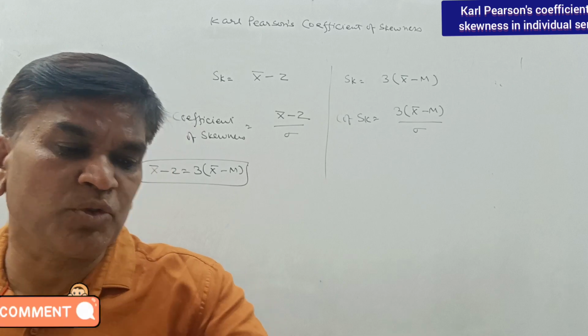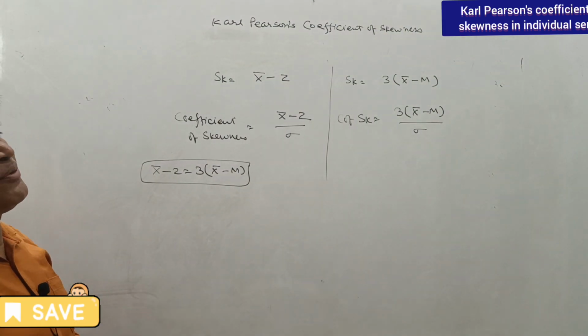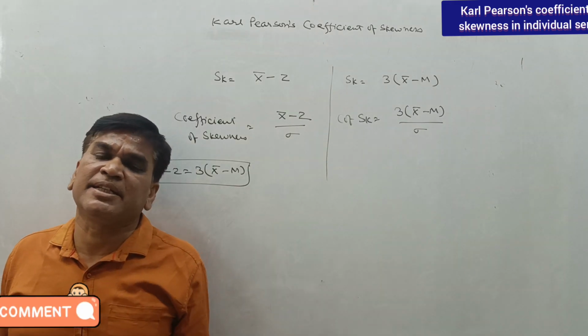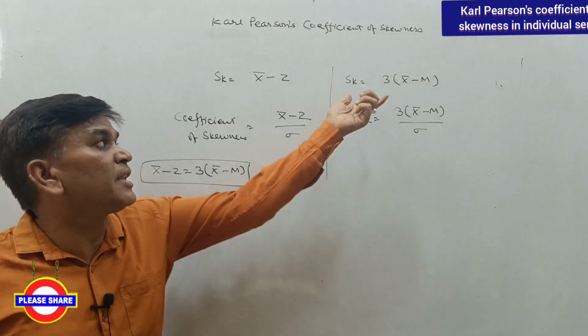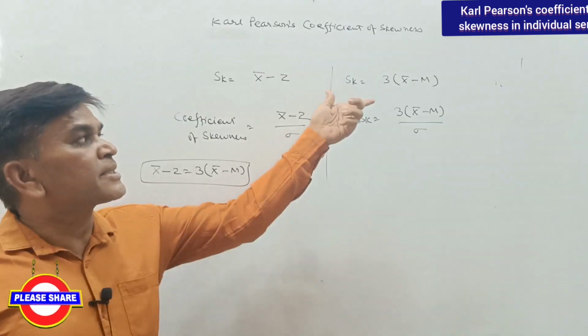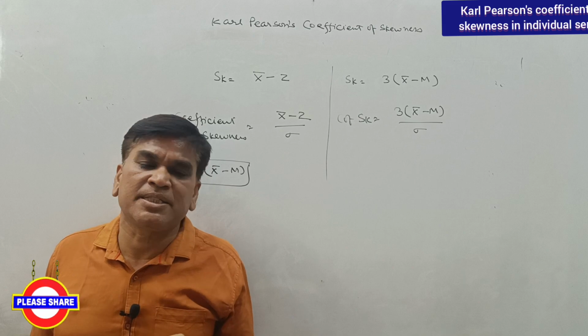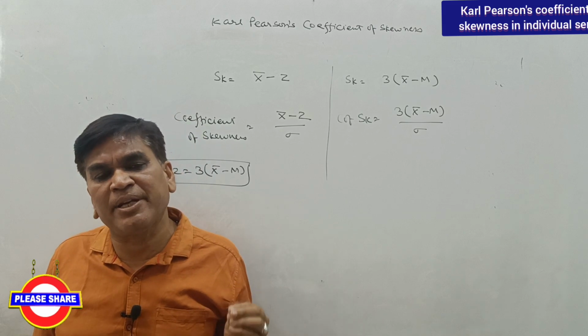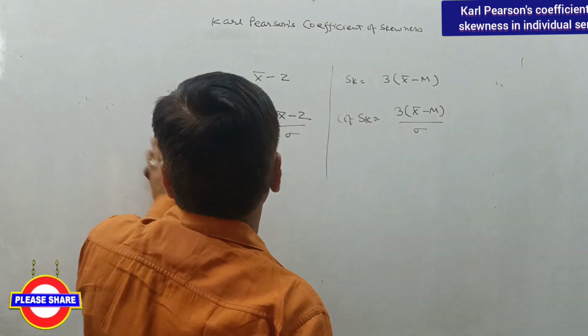So I am having two problems of the discrete series today, and we will discuss them. In a discrete series the mode value is absent, so we will use this formula for calculating skewness, that is 3 x bar minus m, and the coefficient of skewness is 3 x bar minus m divided by the standard deviation. Okay, so I am having the problem of discrete series.